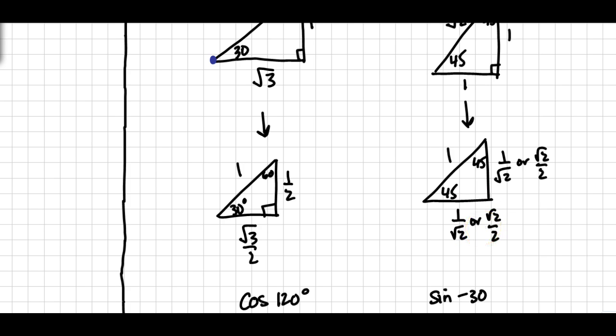So now let's peek at our unit circle. We're going to put the 30-degree angle in and show that the y value is a half and the x value is square root of 3 over 2. So let's go to our unit circle next.